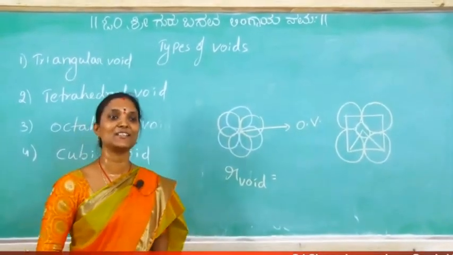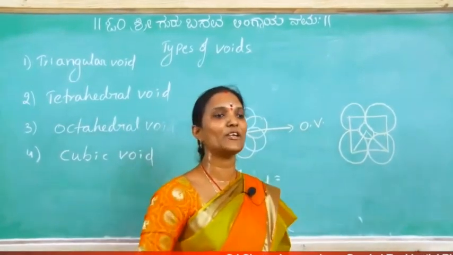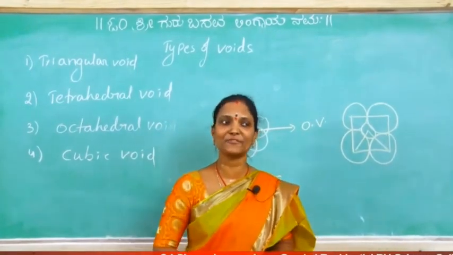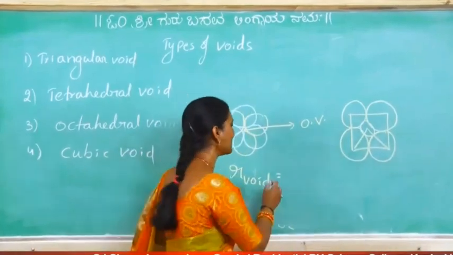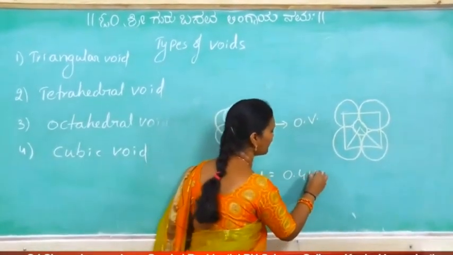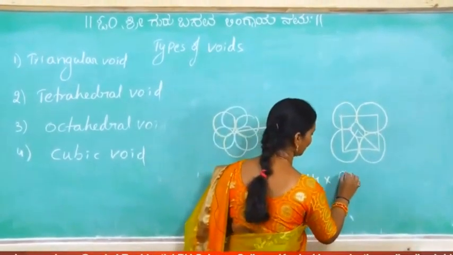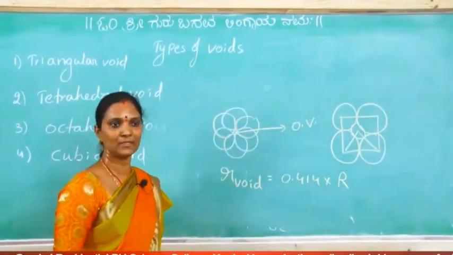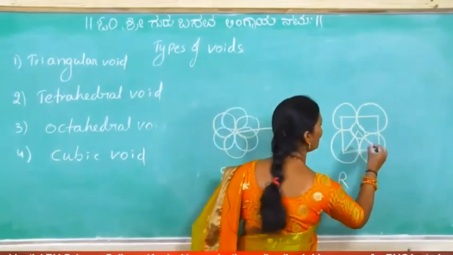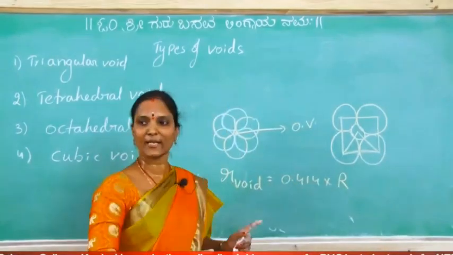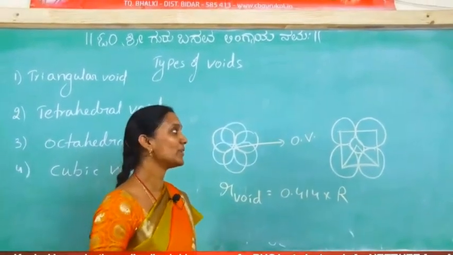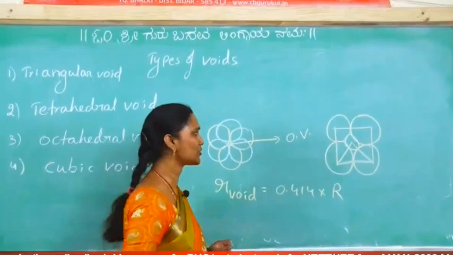Definitely we can answer that. The next number is 0.414 into the radius of a sphere. Definitely the formula is: radius of void equals 0.414 into radius of sphere. Now, how are we getting this one? Because tetrahedral and octahedral voids are common in close packing, so at least these two we should learn.